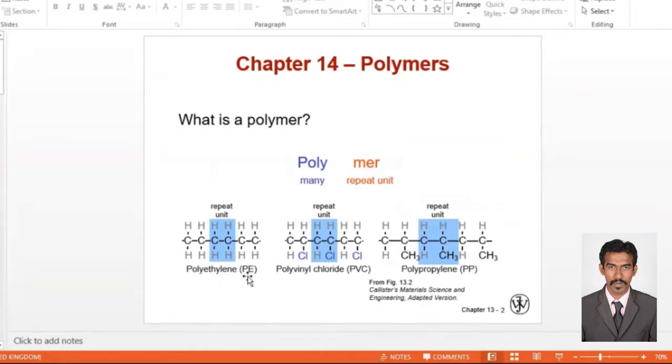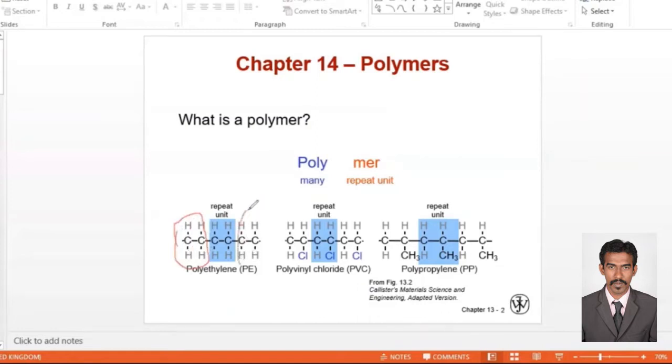polyethylene, PE. If you see here, this blue highlighted part is the repeat unit. If you check throughout the polymer, you will have this C2H4. So this is 2C and 4H. This is one monomer. Monomer, I told you, is one unit. Here also you have C2 and H4, that's 2C and 4H.